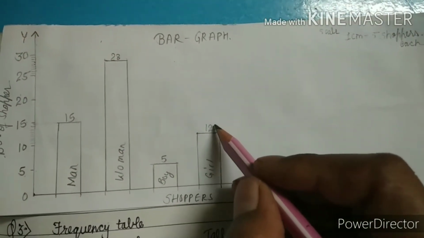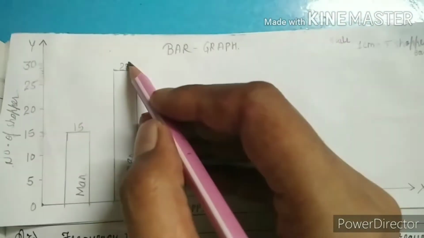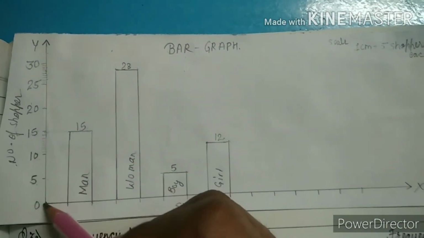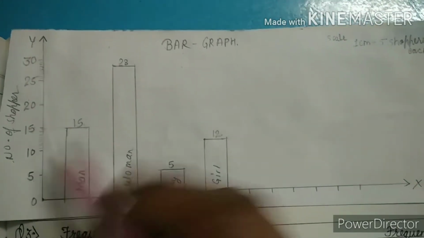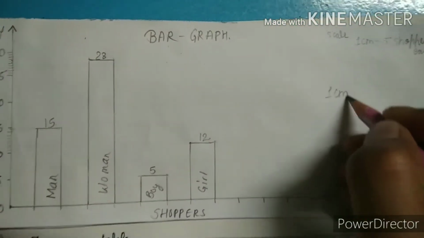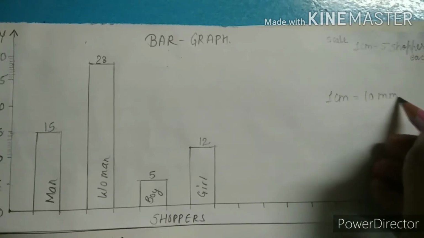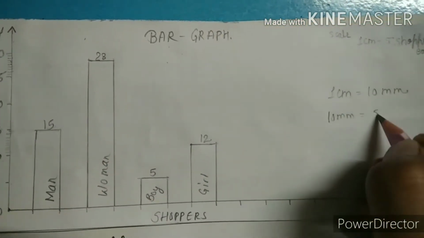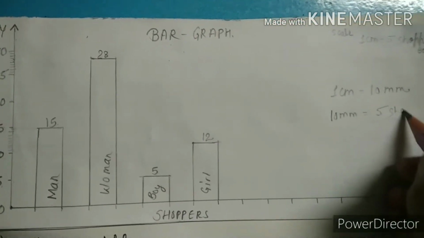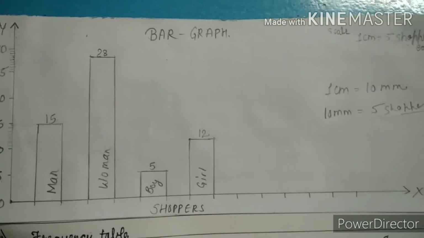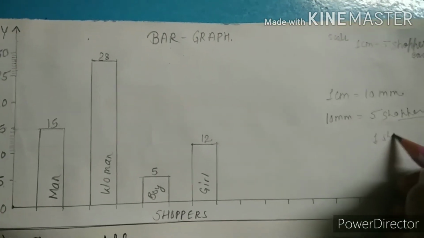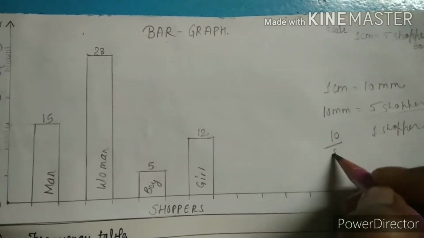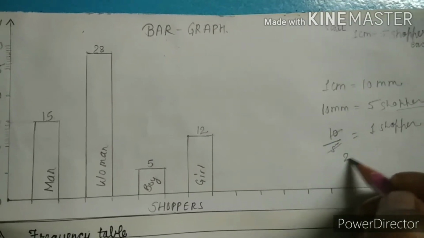Now how much will we take for 2, how much for 8? Let's discuss this. Have you seen that 1 centimeter is equal to 10 millimeter, but here we have taken 10 millimeter equal to 5 shoppers. Okay, 5 shoppers we had taken. So 1 shopper means how much? So we will divide 10 by 5. So its answer will come 2.